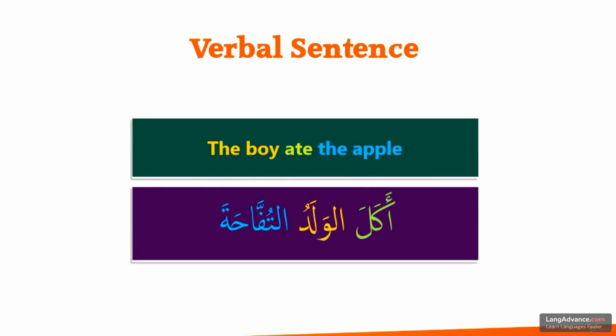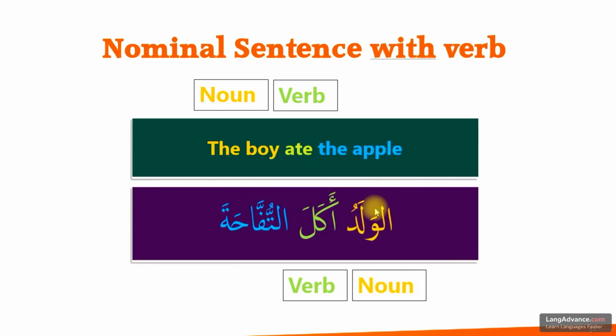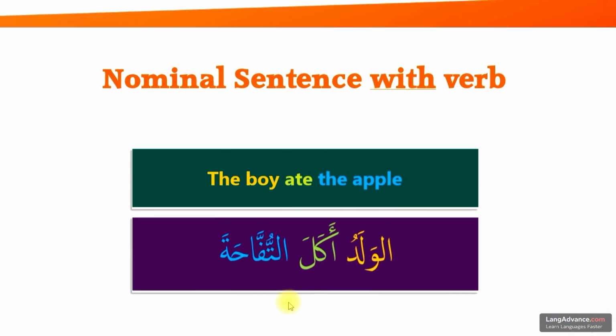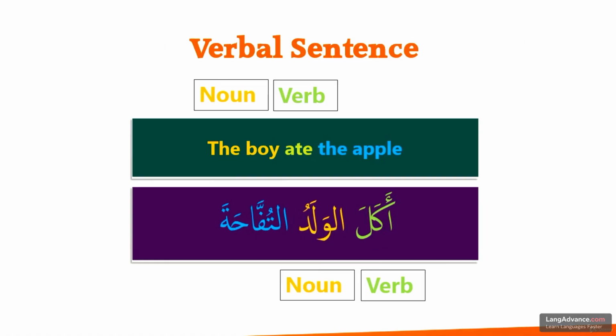And thirdly, we have the verbal sentence. So the verbal sentence will start with a verb as the first word of the sentence. So the first word of the sentence is akala in Arabic, and akala is ate. So akala al-waladu at-tufahata. Since the first word of the sentence is a verb, the whole sentence will become a verbal sentence. So compare with what we saw in the two sentences. Al-waladu here is a noun, so it's a nominal sentence. And al-waladu here also is a noun, so it's a nominal sentence. In the first part of the course, we look at nominal sentences. And in the second part, we'll look at verbal sentences.